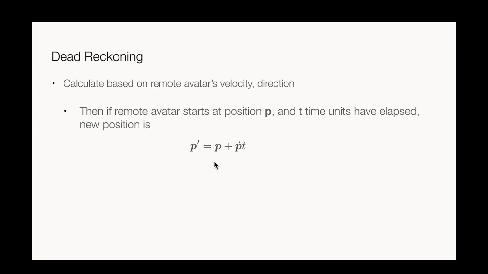Not surprisingly, that equation shows up again. How do you guess where the position of the player is going to be at some point in time? You just take their current position plus their velocity times how much time you want to predict them into the future. That's just the Euler integration all over again.